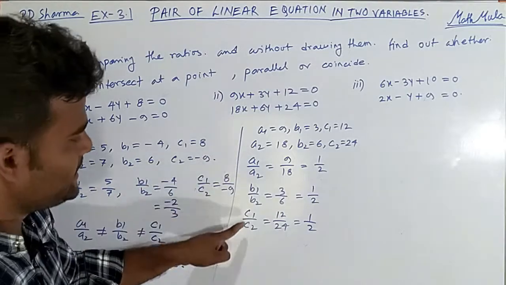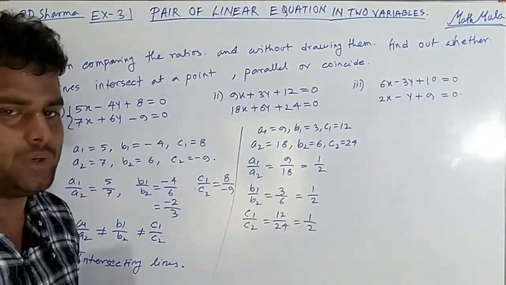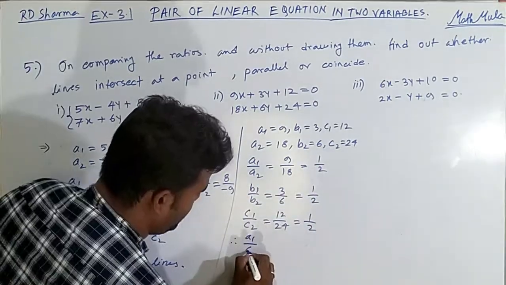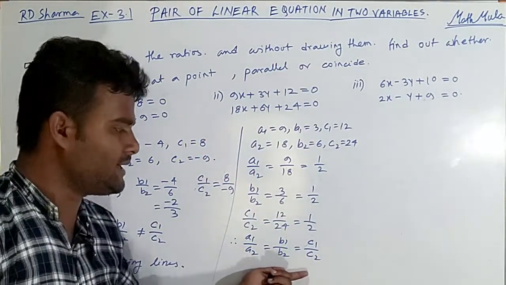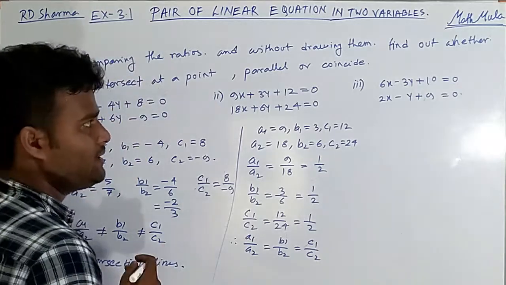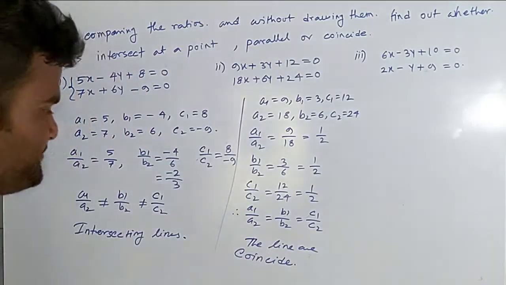Now look, these three ratios are 1 by 2, 1 by 2 and 1 by 2. That means they are equal. a1 by a2 equals b1 by b2 equals c1 by c2. Since the ratios are equal, therefore the lines coincide with each other.